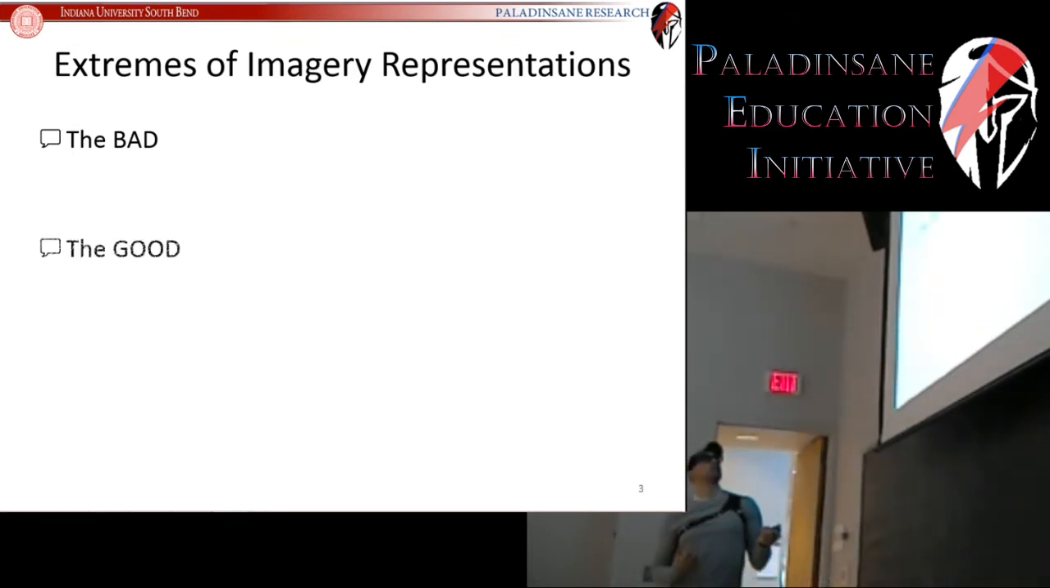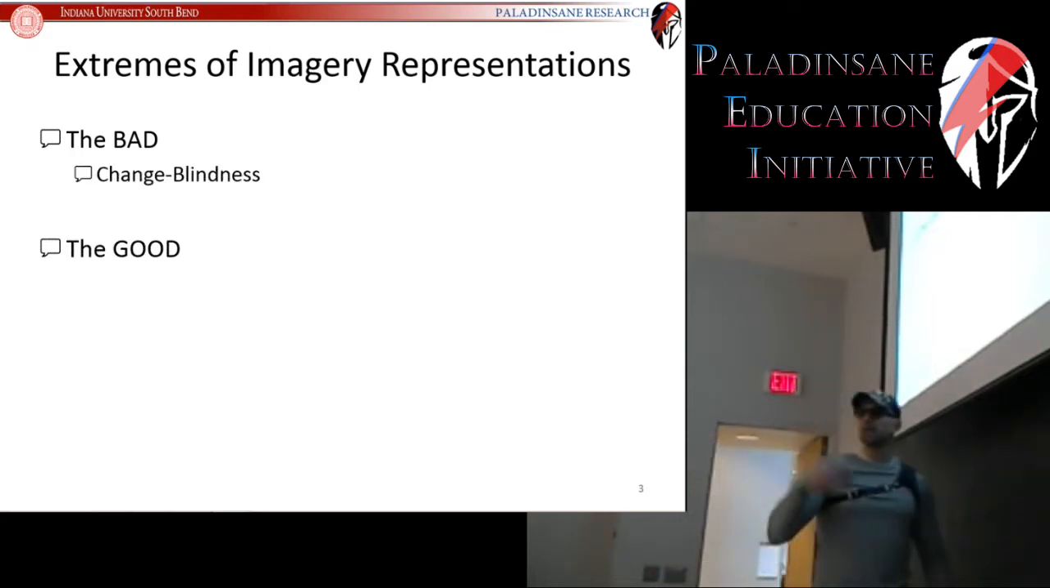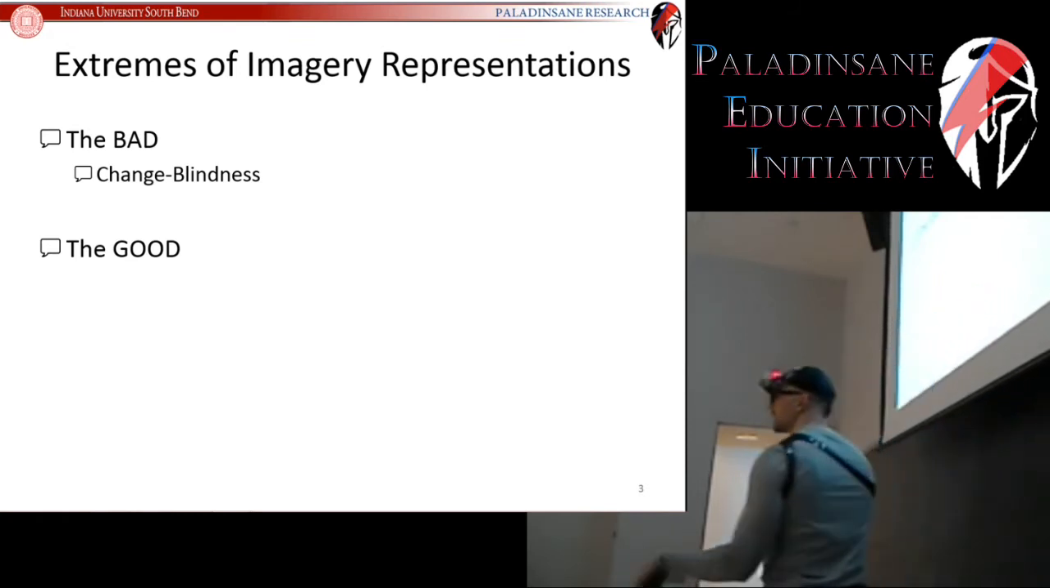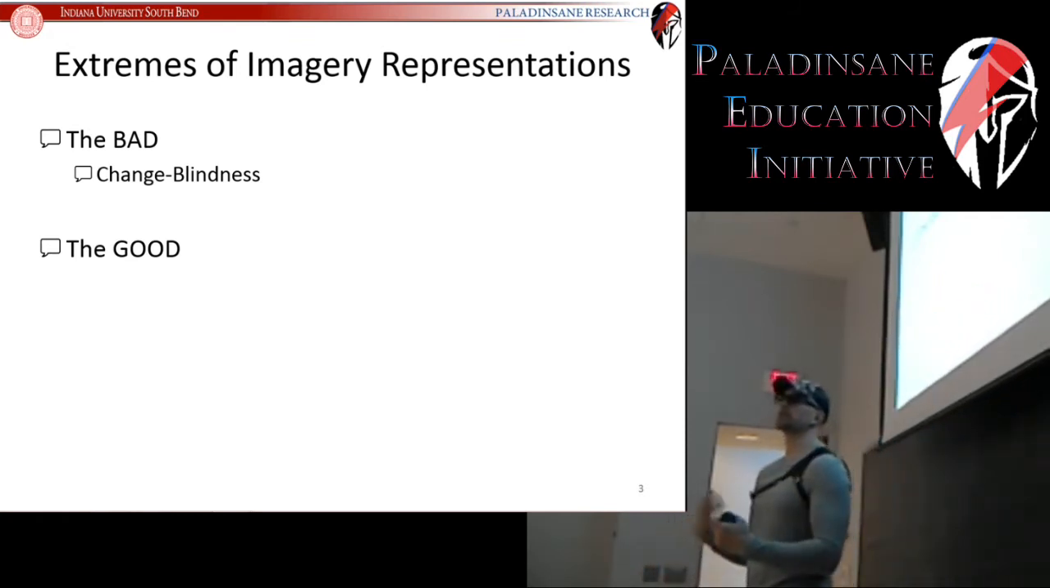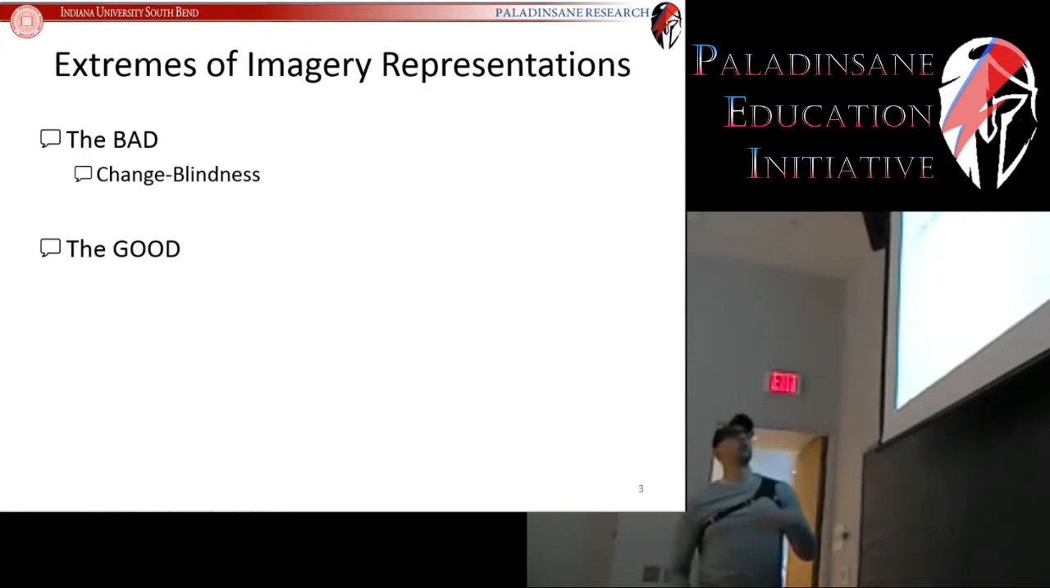And we mentioned that there was the bad and the good. The bad was change blindness. This really indicates just how poor a lot of our representations are. I shouldn't say poor because there's a judgment there. They're great representations. They do exactly what they're meant to do. They're just not as detailed as we thought they were.